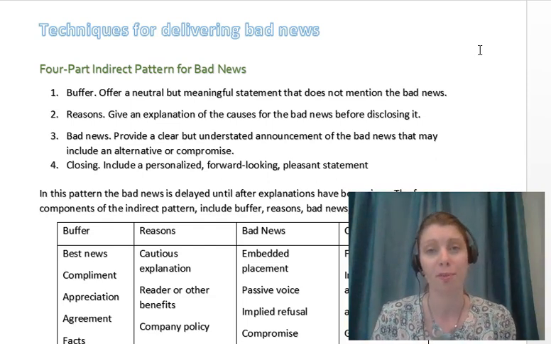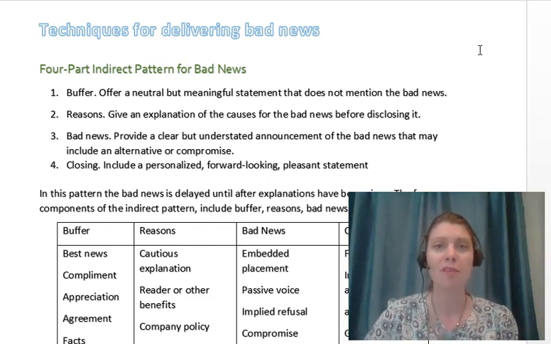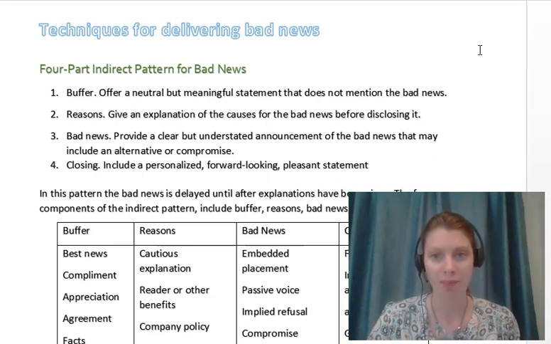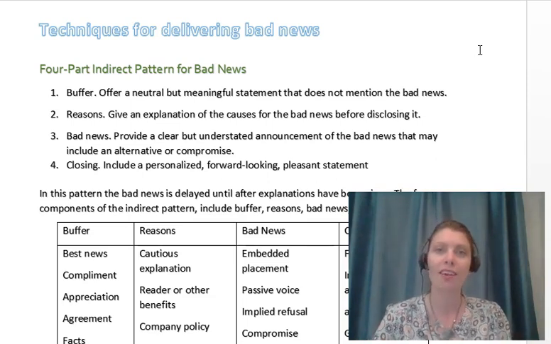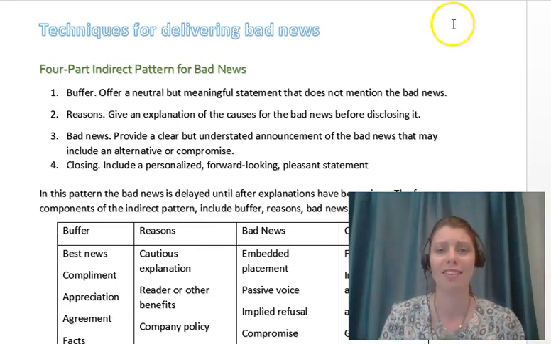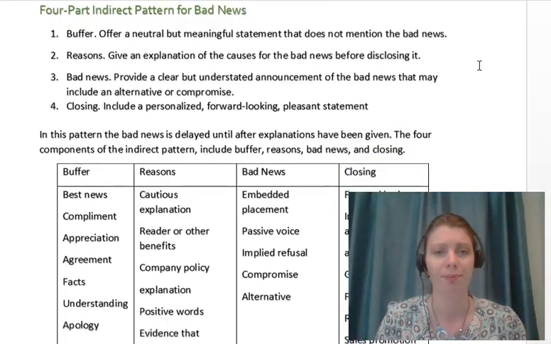Then, of course, there is the bad news. You need to provide a clear but understated announcement of the bad news that may include an alternative or a compromise. And then your closing, where you need to include a personalized, forward-looking, pleasant statement for your reader.